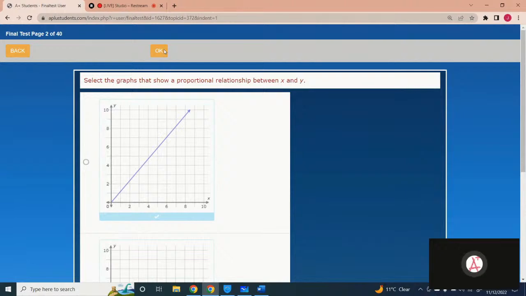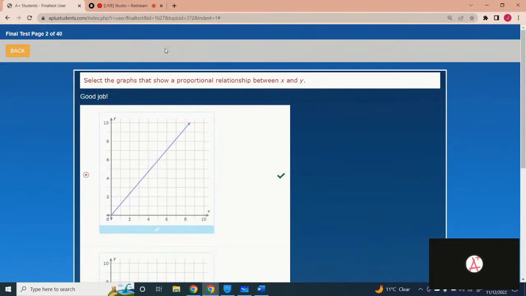Option 1, very good, because the graph of a proportional relationship must start at 0, the origin, like this one. This is the origin where x and y both have the value 0, and it is a straight line. Got it? So it is the graph of a proportional relationship. Got it?